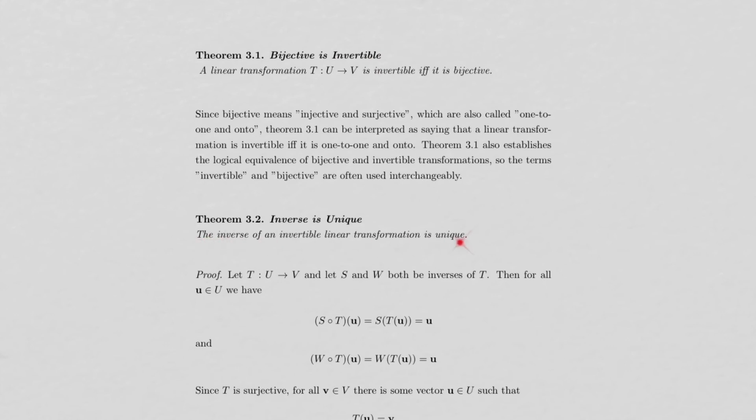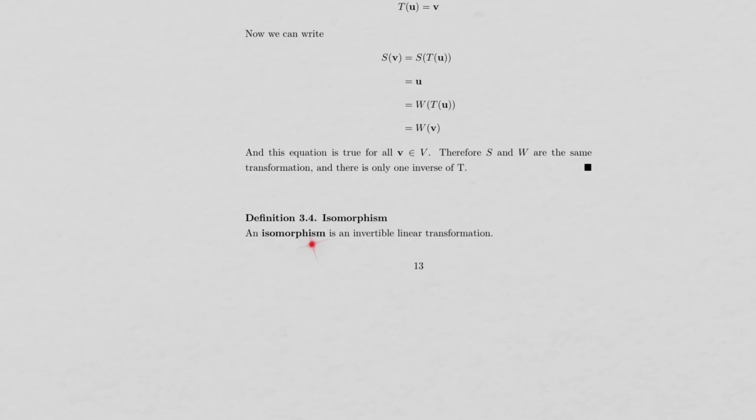The next theorem tells us that the inverse of a linear transformation is unique. This theorem is really important because if the inverse of a transformation were not unique, we wouldn't be able to talk about T inverse. Now we can define isomorphism, which is a fancy word. It just means an invertible linear transformation.